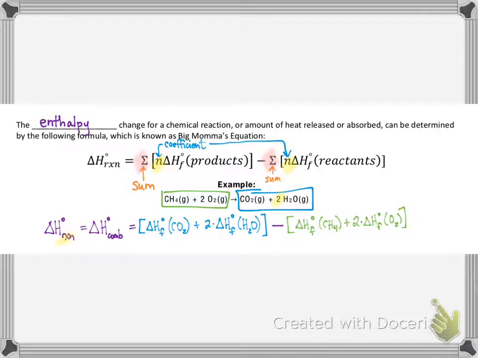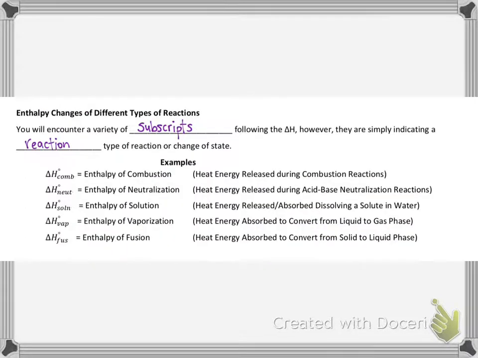Okay. Remember how we were talking about you could say delta H of reaction or delta H of combustion? Well, it turns out there are even more subscripts than that. There's, of course, delta H combustion. There's also delta H neutralization. There's delta H solution for if you're dissolving something, and of course we know about vaporization and fusion. So there are lots of possible subscripts, but they're just specifying, well, okay, what kind of reaction is happening, or maybe it's a change of state.